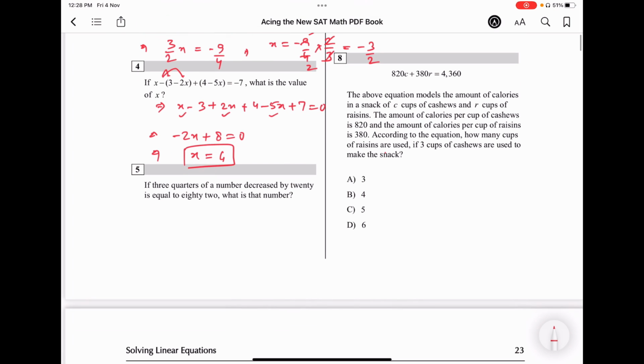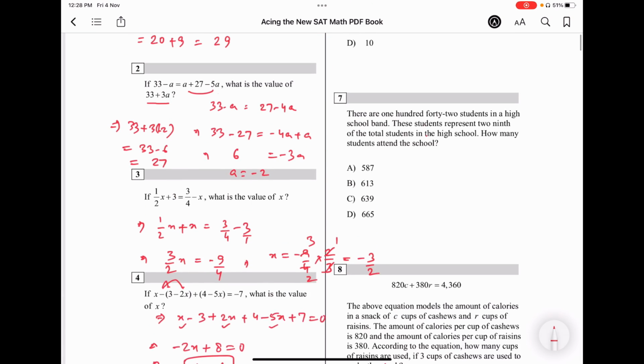Next question. If 3 quarters, that is 3 by 4, of a number decreased by 20 is equal to 82, what is the number? So first of all, I add 20 on both sides. I get 102, and multiplying by 4 by 3 on both sides, I get 4 for the 16, 4 to the 12, 136. So the answer is 136.